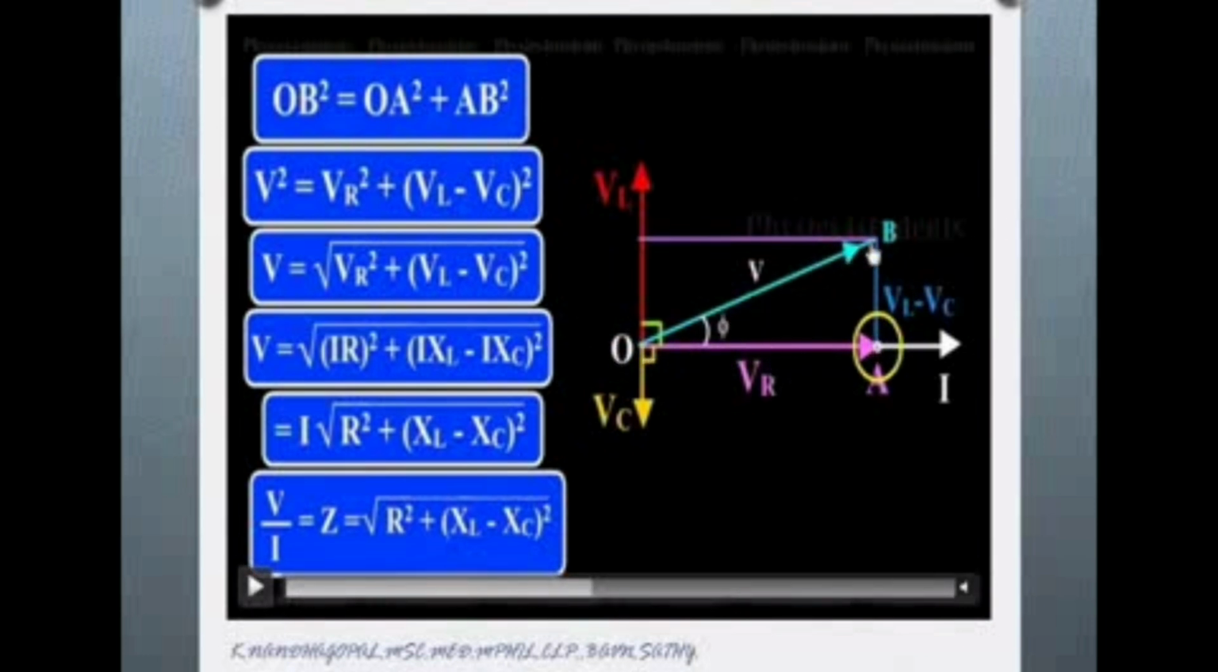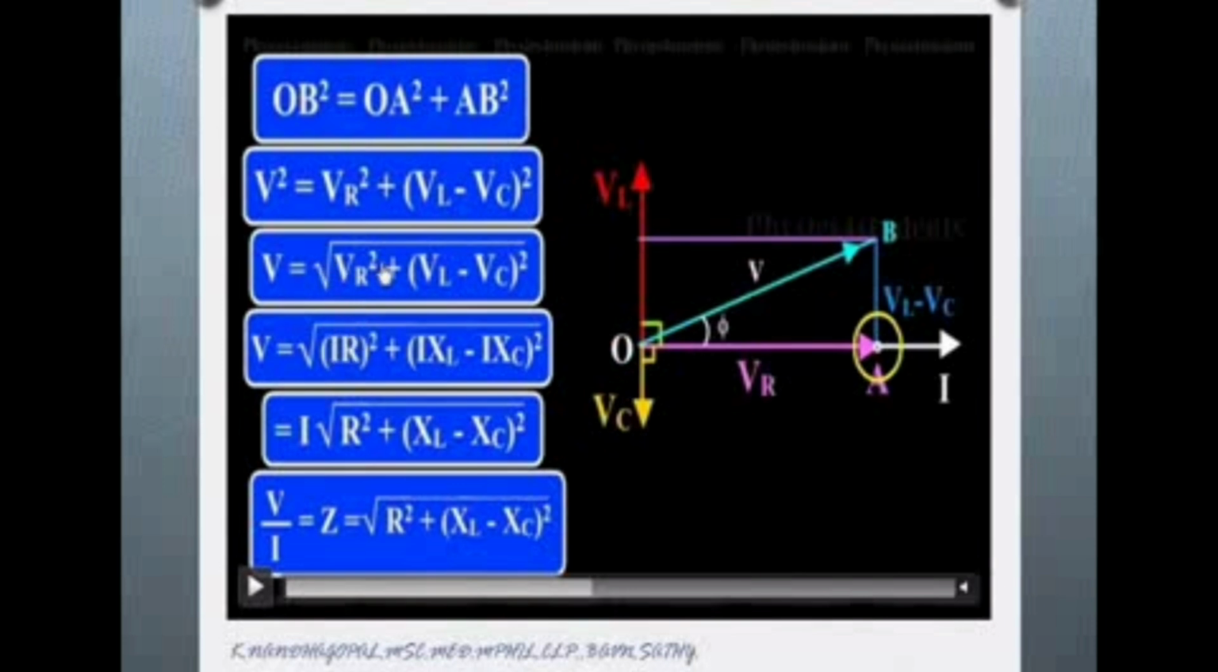So we need the value of OB. What you have to do is OA square plus AB square. So OB square is the resultant potential V square. OA is the connected resistance, that is the line indicating the resistance, so VR square. Then AB is VL minus VC. Total is VL, up to this we connected VC, so this distance is VL minus VC. So substituting here, V square equal to that; we need V, so we have to take the square root.